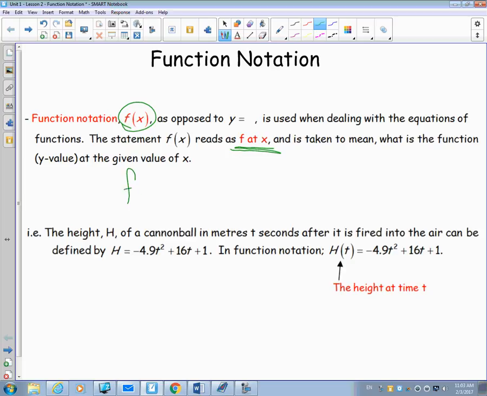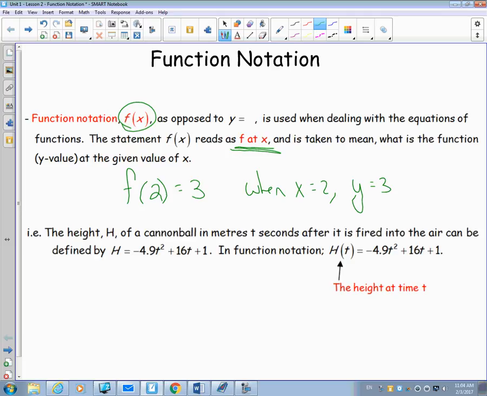So for example, if I saw f(2) equals 3, I'm basically saying when x is 2, the y value is 3. And we would just call it function notation.